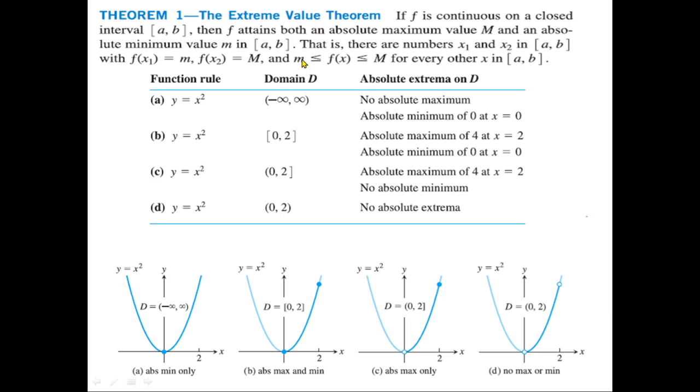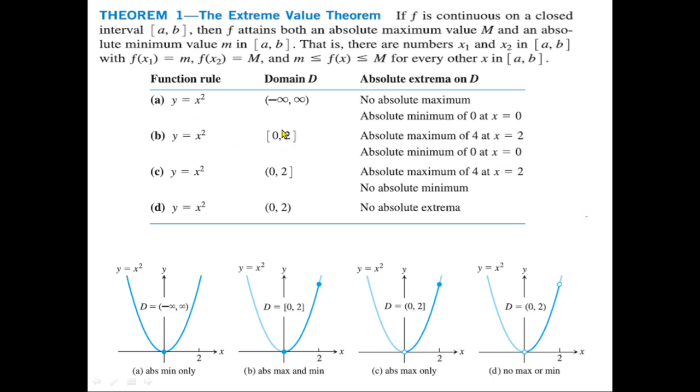Then m is less than or equal to f of x, which is less than or equal to capital M, the maximum value, for every other x in that closed interval a to b. Let us revise these functions, domains and absolute extrema. For y equal to x square, if the domain is the open interval minus infinity to infinity, there is no absolute maximum, and the absolute minimum is 0 at x equal to 0.